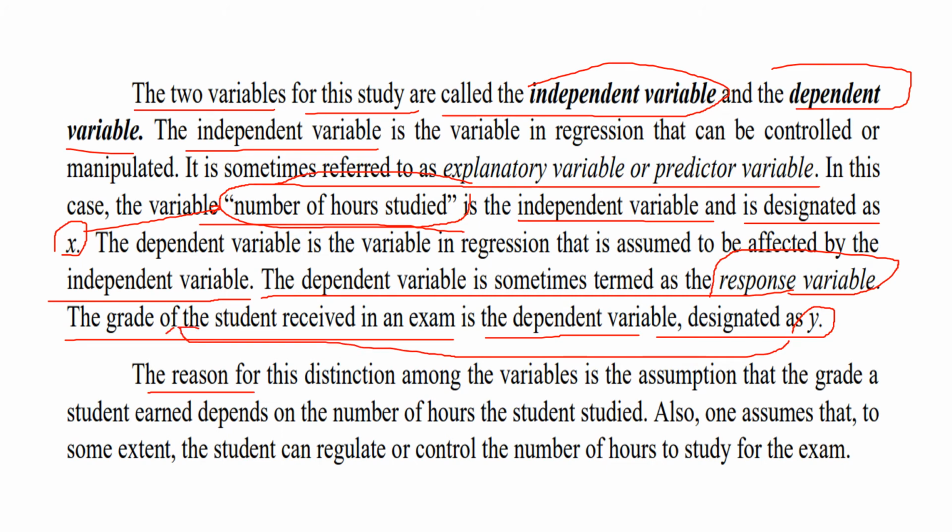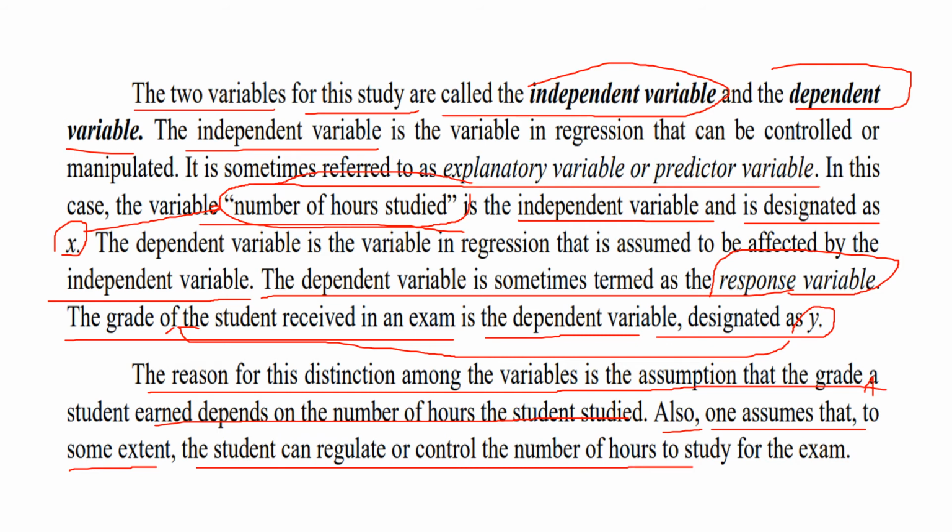The reason for this distinction among the variables is the assumption that the grade of a student depends on the number of hours the student studied. Also, one assumes that to some extent, the student can regulate or control the number of hours to study for the exam. So the grades will not be entirely dependent on the number of hours that a student puts in their study.